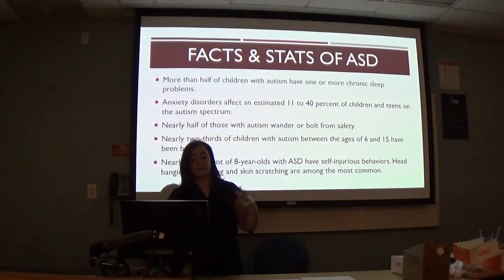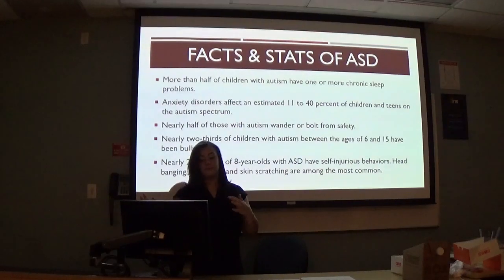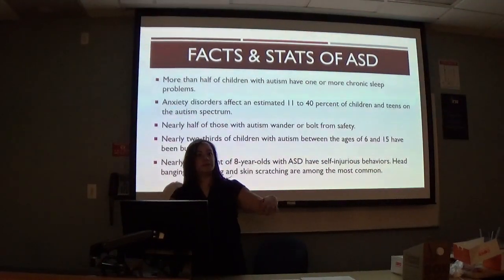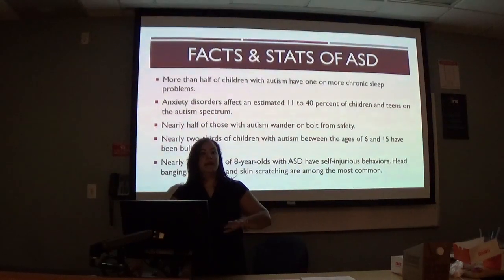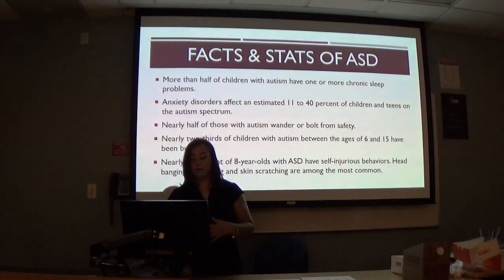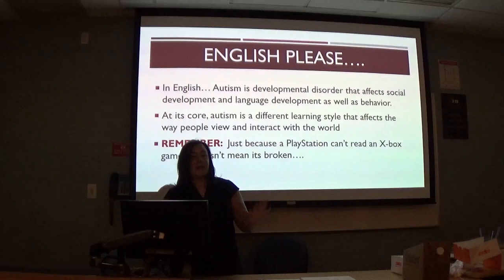And just to give you an idea, 2/3 of those little guys between 6 and 15 have been bullied. It's something that we, as a community, are trying to work much better on informing. And there are other things starting to take place that help reduce that number significantly. Nearly 28% of 8-year-olds with ASD have SIB, so it's considered self-injurious behavior. Now, that being said, yeah.